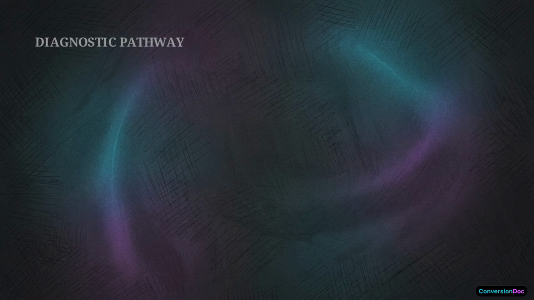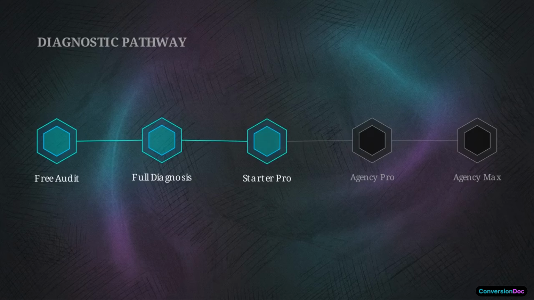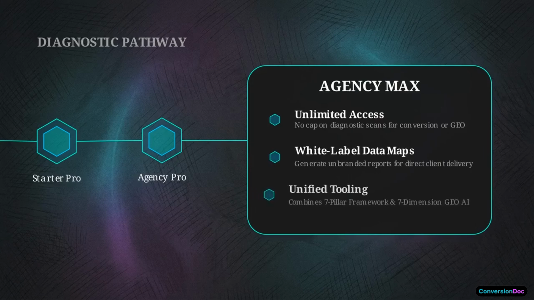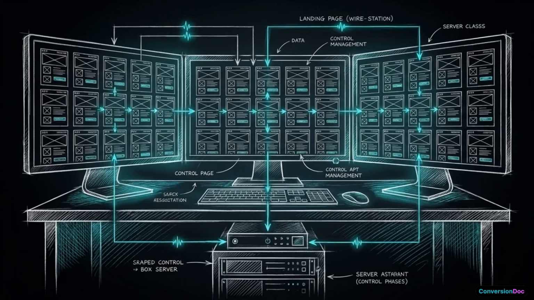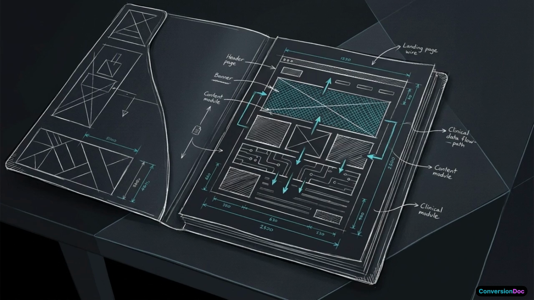We provide a logical progression of diagnostic tools based on the complexity of your leaks. You begin with the free audit. From there, escalate to a full diagnosis, then continuous monitoring tools, Starter Pro and Agency Pro. At the top tier, we operate Agency Max. Agency Max is engineered specifically for agencies managing multiple client sites. It brings both the conversion and AI visibility tools together, providing unlimited diagnostic scans and fully white-labeled data maps to deliver directly to your clients.